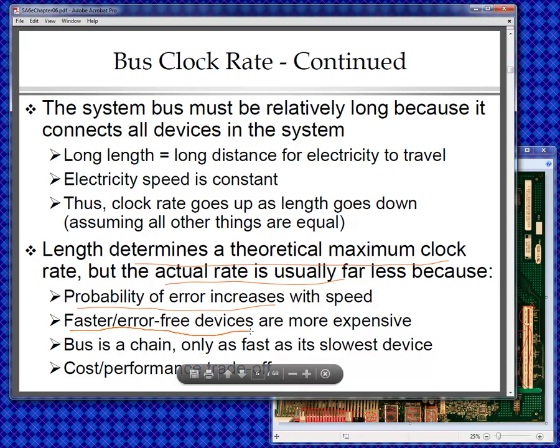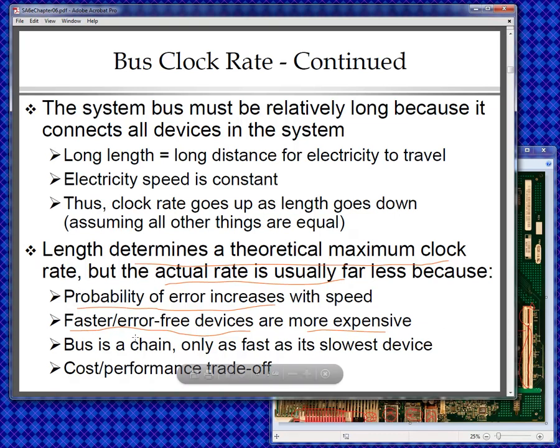If you want to make something very fast and error-free, guess what? It's going to be more expensive. And people wouldn't be happy if, say, USB ports were $100 a piece and USB cables were $75 a piece, and so on and so forth. One way to keep the cost down is to keep the speed down.